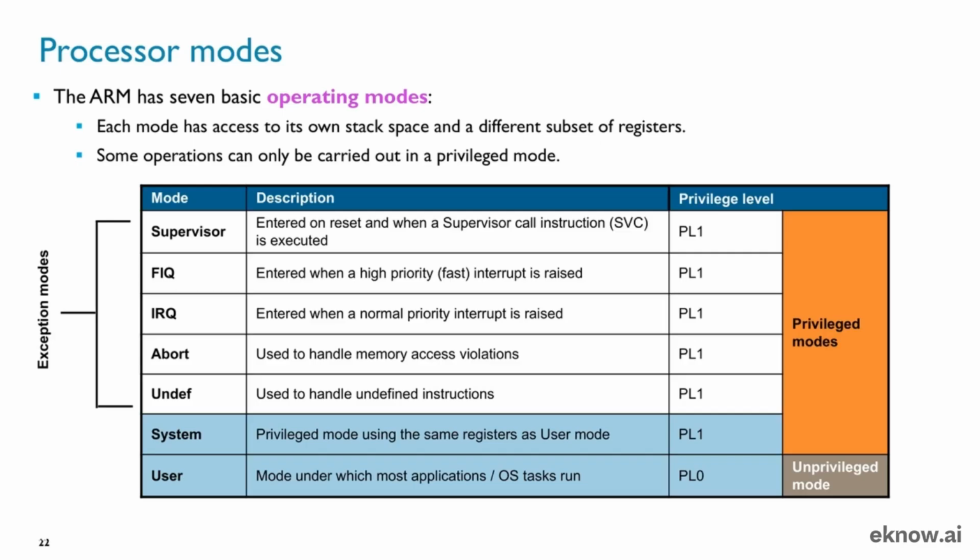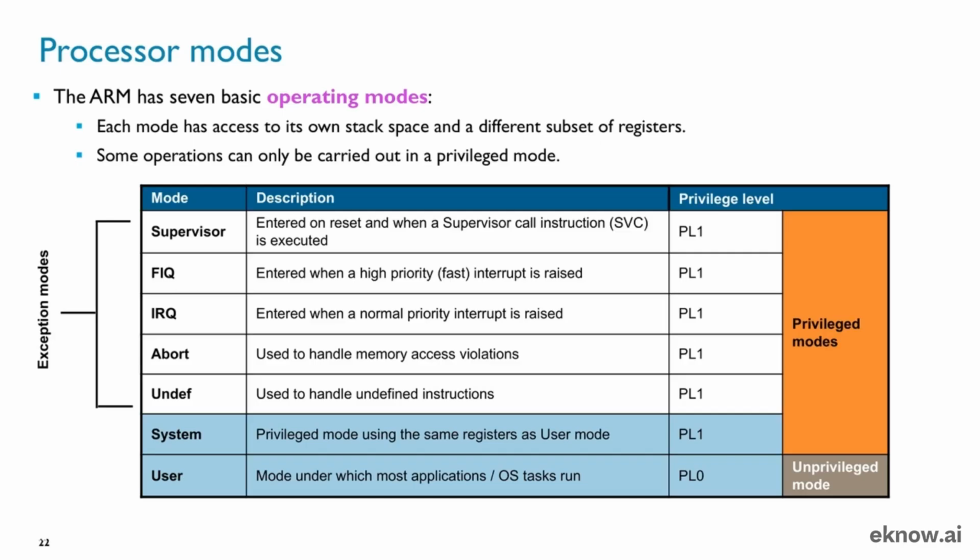Abort mode. The processor enters this mode when there's a memory access violation. For example, if a program tries to read from an address that doesn't exist or write to a protected area of memory, an abort exception is generated. Undefined mode, Undef. This is for when the processor encounters an instruction it doesn't recognize. This allows the system to handle or emulate instructions that aren't supported in hardware.